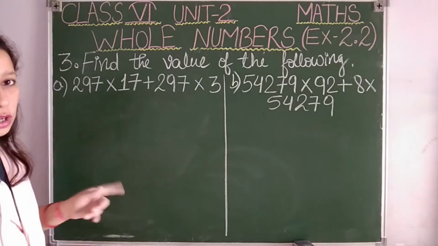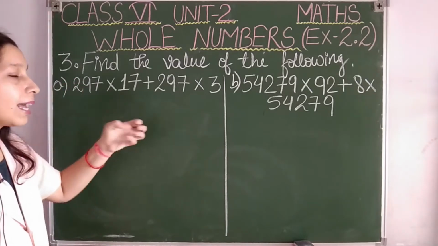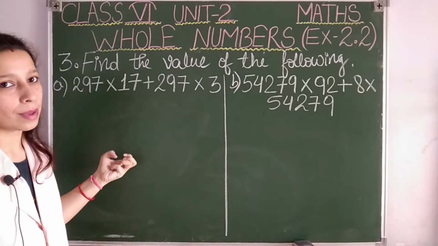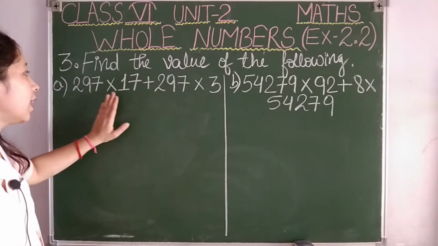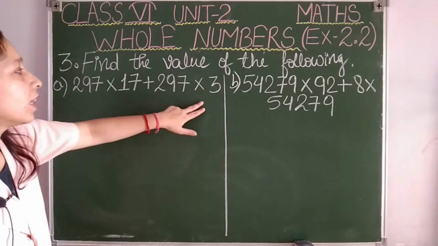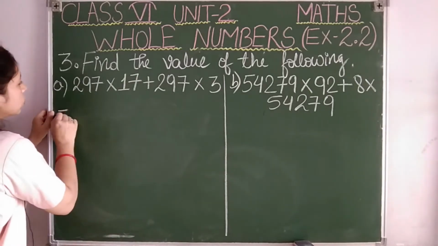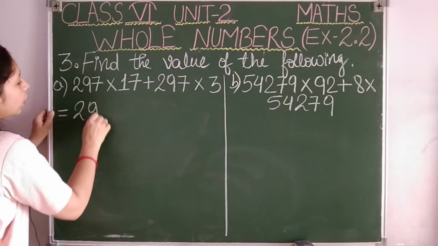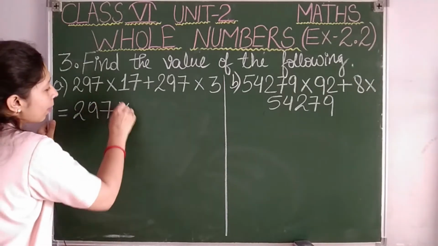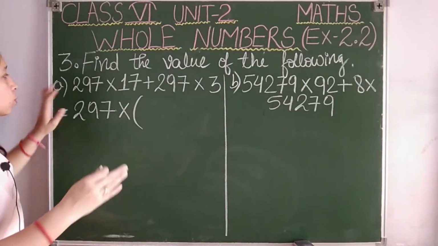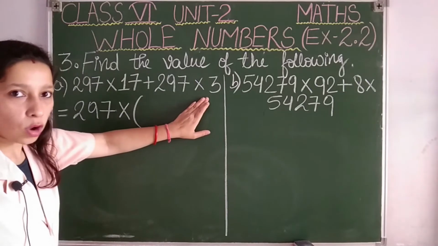So students, for using the distributivity property, we have to take some whole number as common. Which number can we take as common? Here we can see that 17 and 3 both are in multiplication with 297. So I'll use the distributivity property and I'll take 297 as common. It is in multiplication with which two numbers, students? 297 is multiplying whom? It was multiplying 17 and also 3.